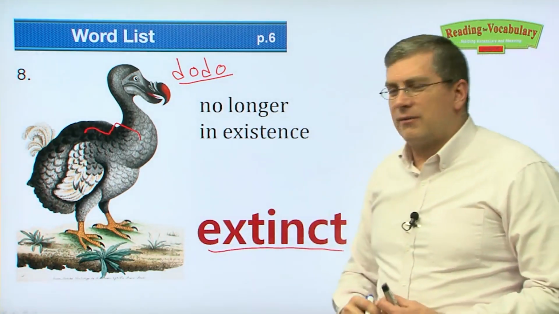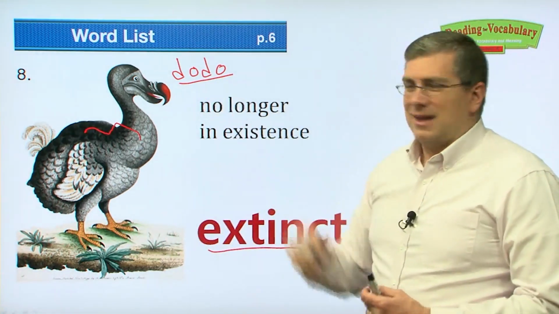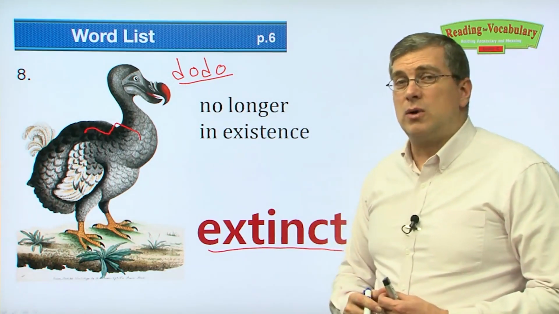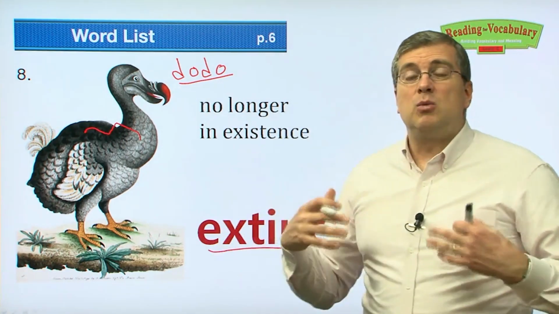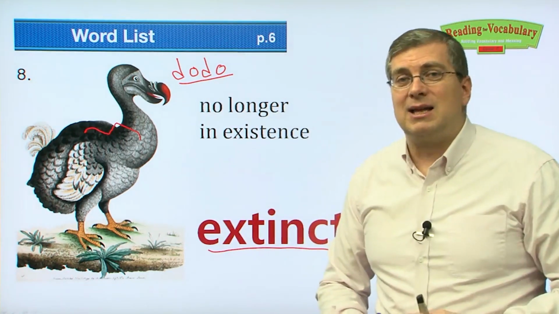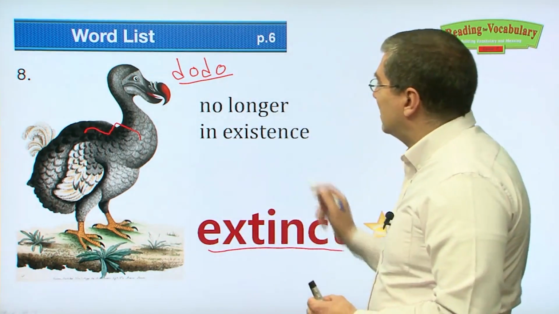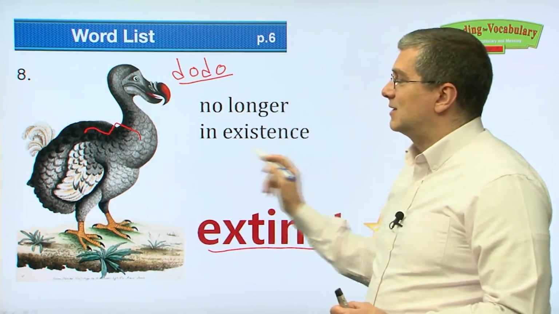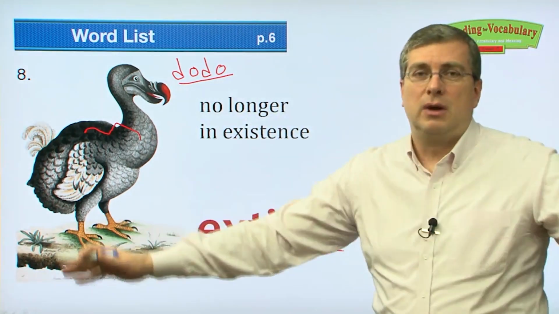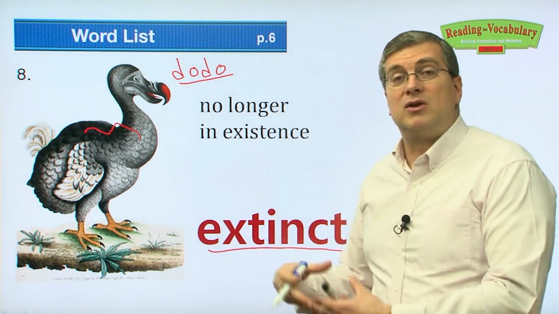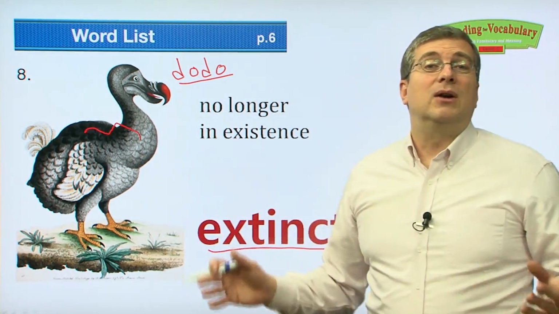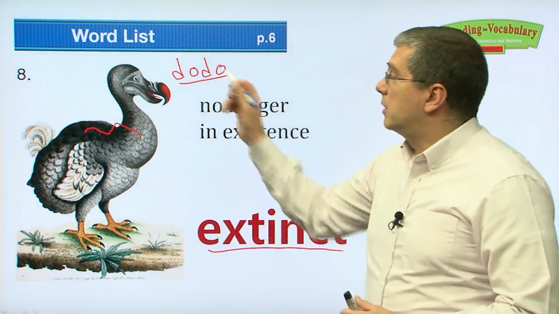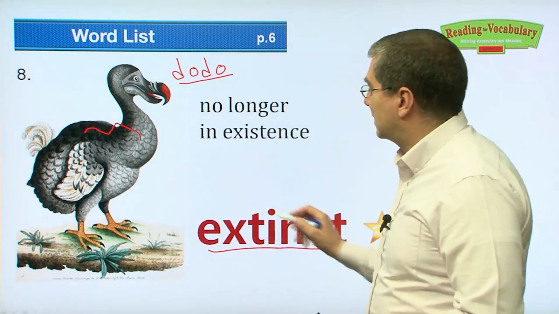So when people think of the word extinct, it's very common to think of the dodo bird. It's a very famous bird that died when human beings came to the island where it lived. Extinct means no longer in existence. The human beings killed all the dodo birds, and they brought dogs with them. The dogs also hunted the birds. So in a very short time, all the dodo birds went extinct.